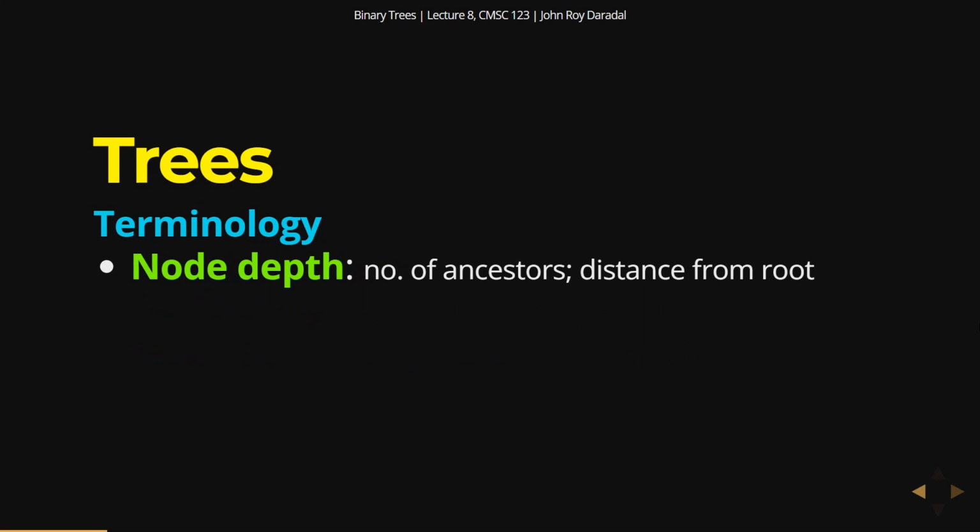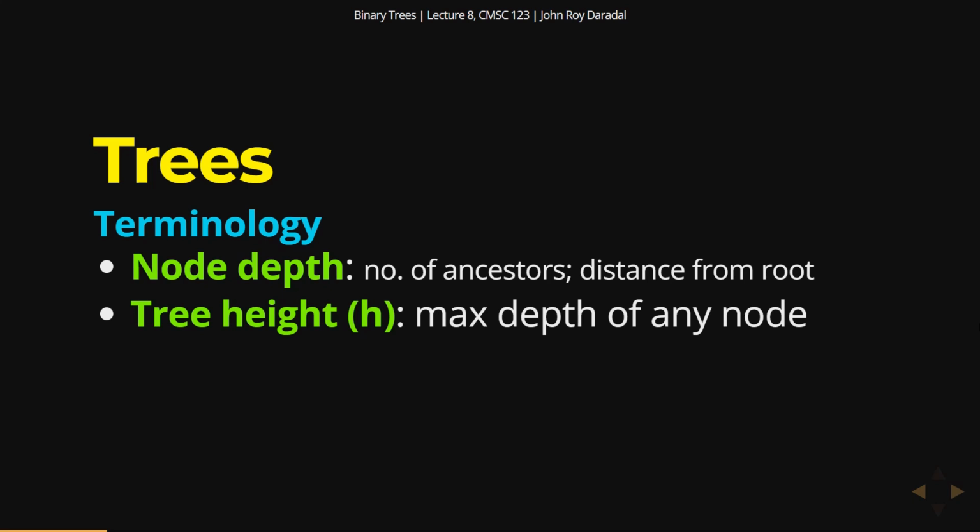Next is the depth of a node, and that refers to the number of ancestors, or basically the distance of that node from the root. So how deep are you in the tree? That is the depth of the node. It refers to the number of ancestors, because if you go from the node to the parent, and then to the grandparent, to the great grandparent, and so on, all the way up to the root, that count would be the depth of the node.